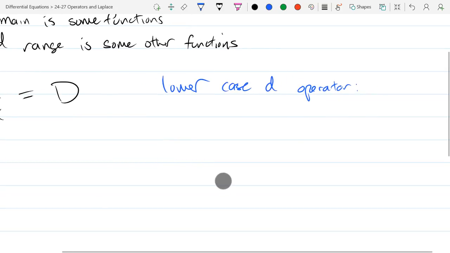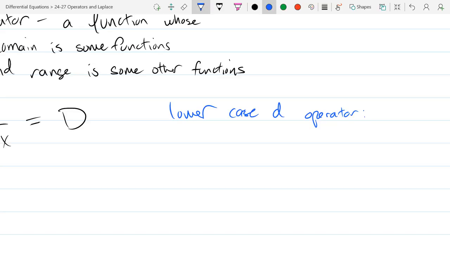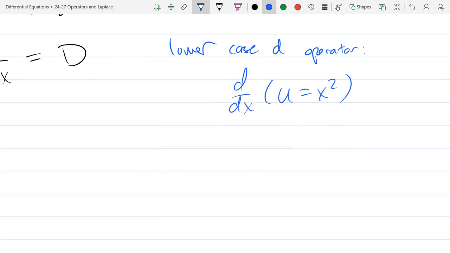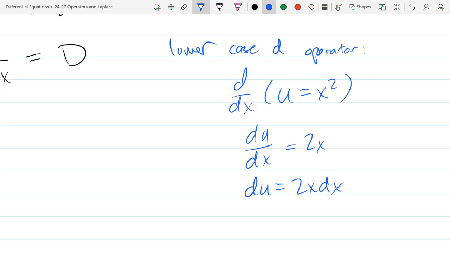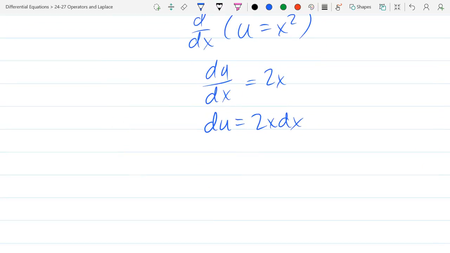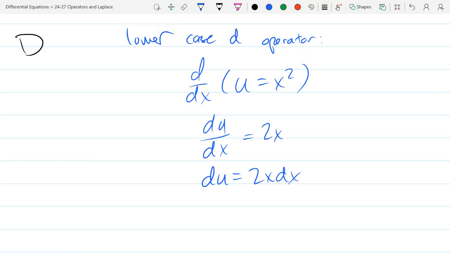You've used the lowercase d operator before. Let's do a really fast u substitution. Maybe the easiest one I think of is u equals x squared. So you apply this operator. Normally you get du/dx equals 2x and du equals 2x dx. So this is all calc 1 stuff right there. So that's nothing impressive. I didn't use d as an operator here. I used d/dx as an operator.